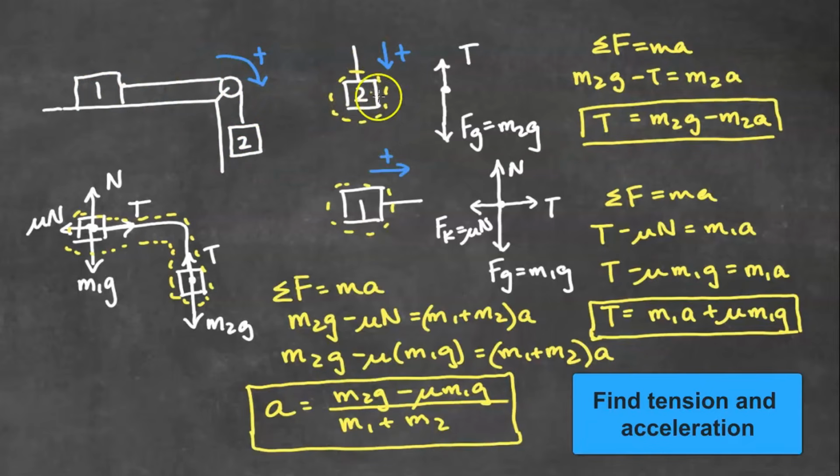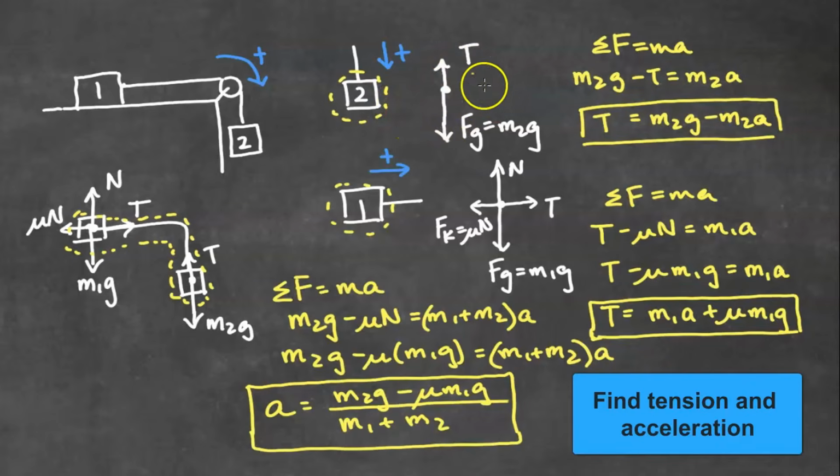So first, I'm going to make block 2 my system. I'm going to make down positive, and the forces acting on block 2 are Fg going straight down. We'll call this m2g, and then going up is the tension force. We'll call that T. And notice that these two forces are unbalanced because in this scenario, this block is accelerating downward.